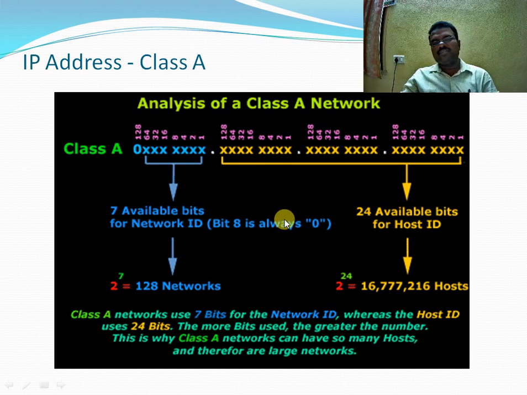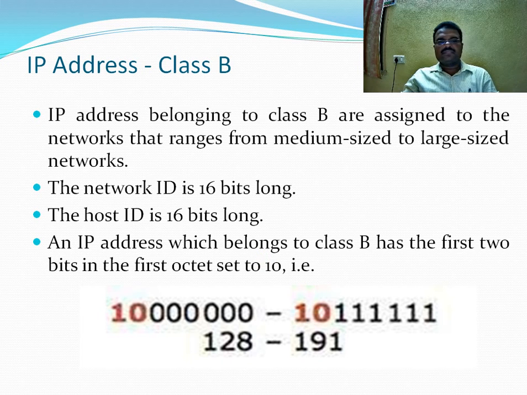So a class A network uses 7 bits for the network ID, whereas the host ID uses 24 bits. The more bits used, the greater the number. This is why class A networks can have so many hosts and therefore are used for large networks. Class A is used for large networks where the number of hosts is high. So next one is class B.